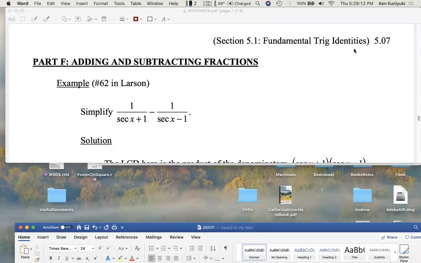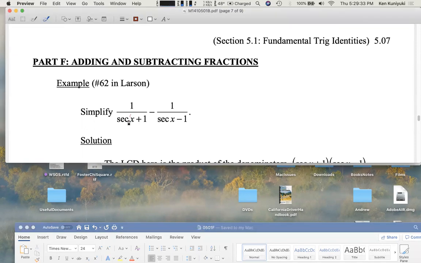Hi everyone, we're continuing with using fundamental trig identities to simplify trig expressions. We're now going to add and subtract fractions, namely rational expressions in trig functions of x. All right, let's simplify this. 1 over secant of x, it's good to put parens. 1 over secant of x, that plus 1, minus 1 over secant of x, that minus 1.